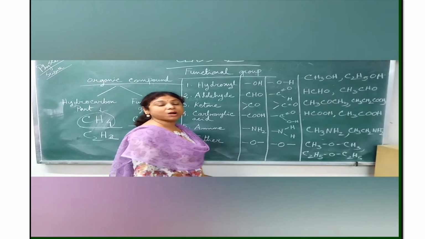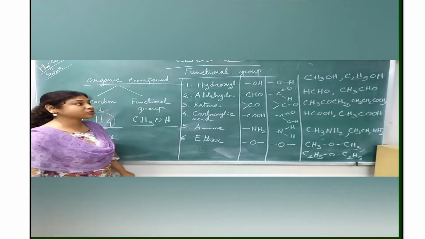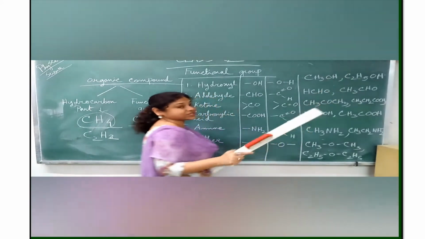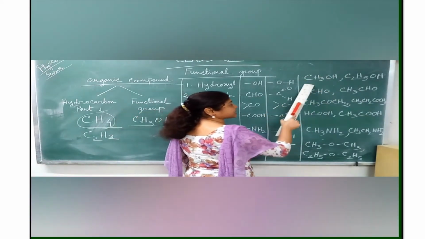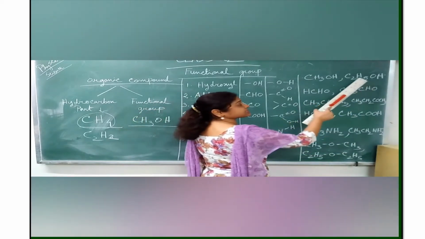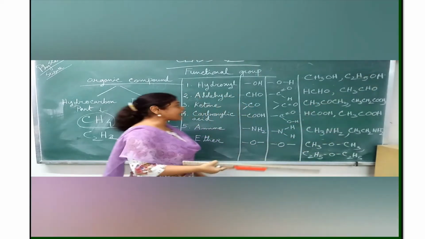I am not talking about inorganic alcohol. I am talking about organic alcohol where the OH group should be present. If a CH3 group is present, that means methyl alcohol. C2H5 means ethyl alcohol. Like this.